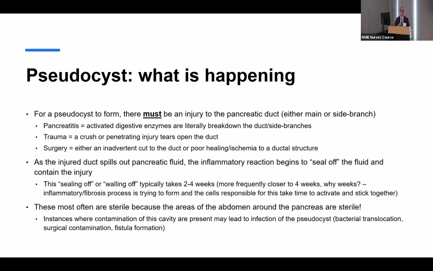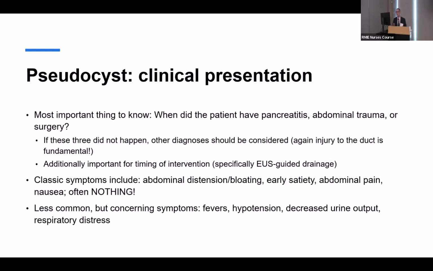The scariest thing, in my opinion, is when you've had a lot of inflammation in the area, and you now have a fistula, or an aberrant connection, between the duct or the cyst and something that's contaminated, like the bowel. How do they present? Again, you have to remember, when was their pancreatitis, abdominal trauma, or surgery? That's in the back of our mind at all times.